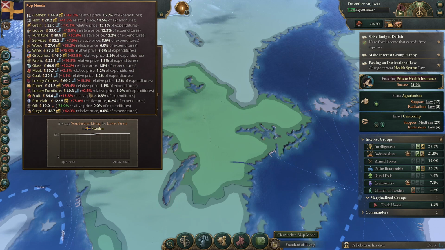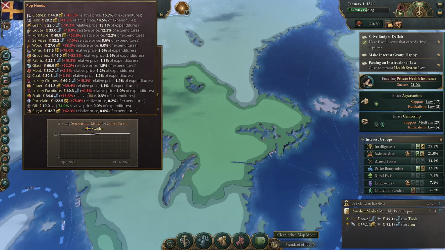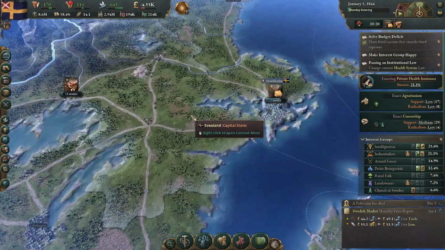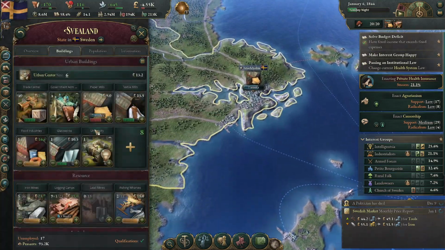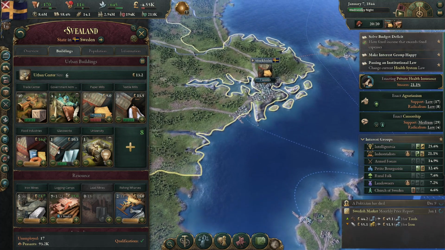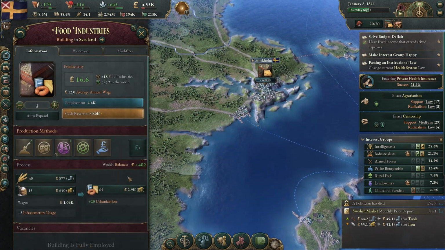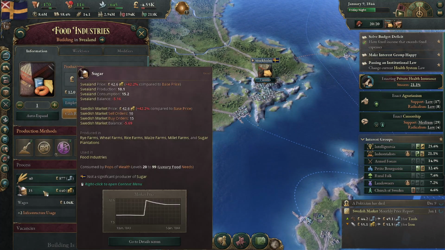See what we got here. So clothes is still high, fish is still high, furniture is still high. Services are wood. We've done that. Groceries is very high as well. So our groceries are in here. Wow, there's just so many things to do. We're making money here. Sugar is expensive. Why farms, wheat farms. So if we expand our wheat farms as well.